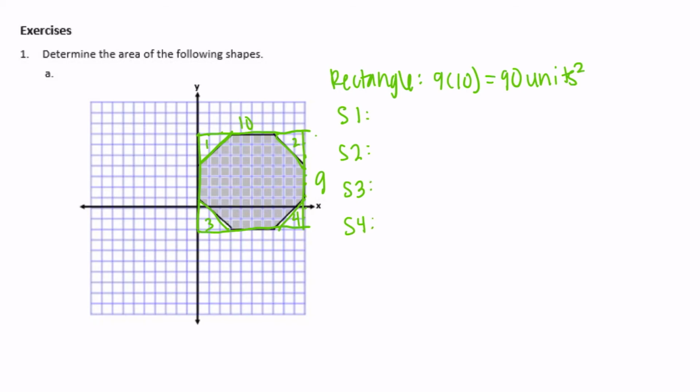So 1 is 3 by 3. So 1/2 3 by 3, or 1/2 of 9, would be equal to 4.5 units squared. Shape 2 is also 3 by 3. Let's see, are they all 3 by 3? Yeah, they're all 3 by 3. So we're just going to do that 3 more times.